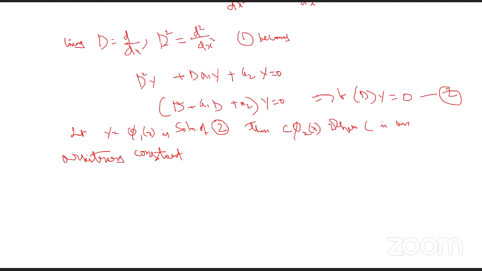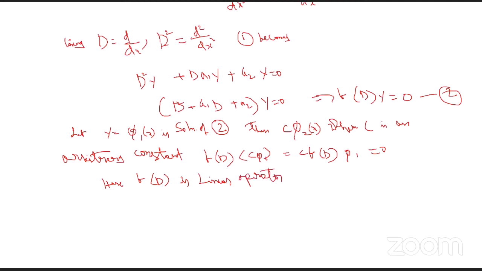This is because f(D) of C phi 1 equals C times f(D) of phi 1, which equals 0. Here f(D) is a linear operator.